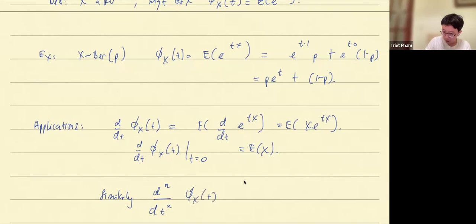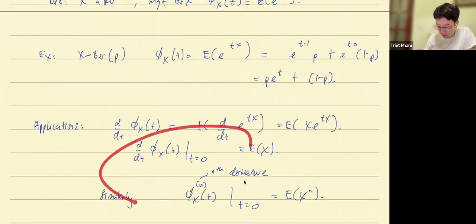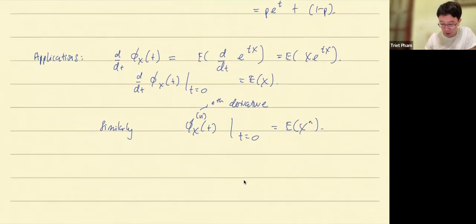Right, so this, you know what? Let me just skip that notation. This is the nth derivative of the moment generating function. Plug in 0 and it will be the expectation of X to the n. So if you know the moment generating function, you differentiate it, and you will get all the moments. But that's not a real popular application.